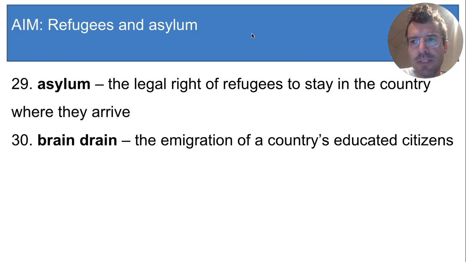The last term today is brain drain. Brain drain refers to the emigration, the leaving, of a country's educated citizens. Brain drain is common in conditions of forced migration like a war, because compared to the population as a whole, the educated citizens of a country often have more resources that are needed to leave the country. So they leave first. And those resources might include money or knowledge that is needed to navigate the legal process to get asylum.